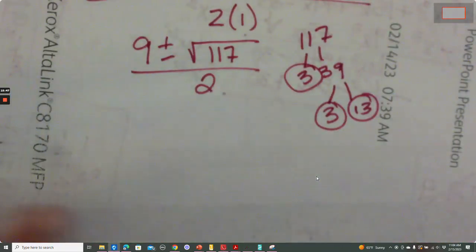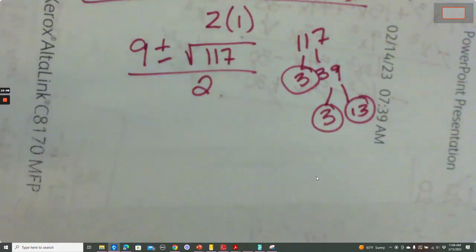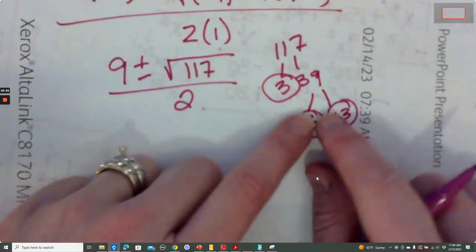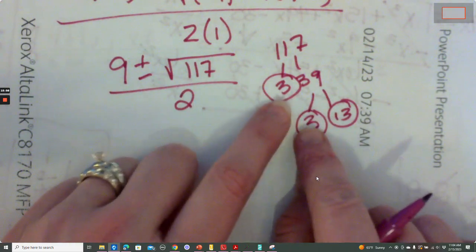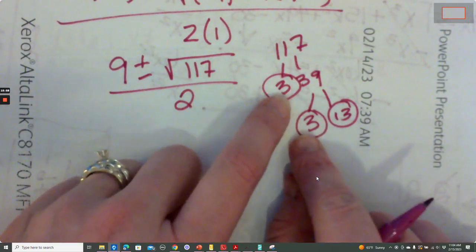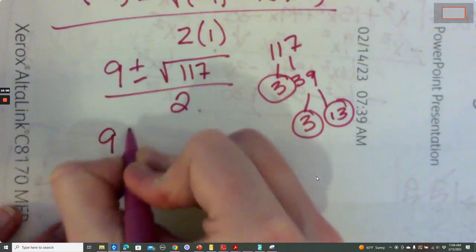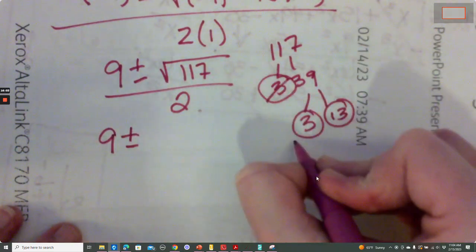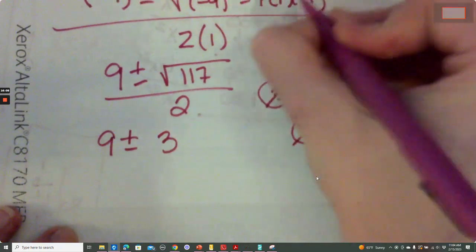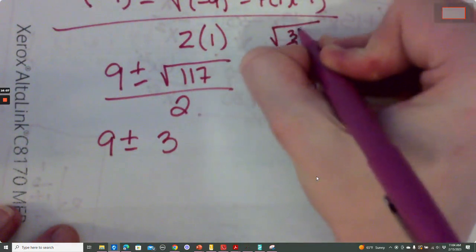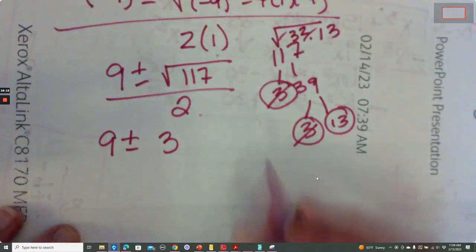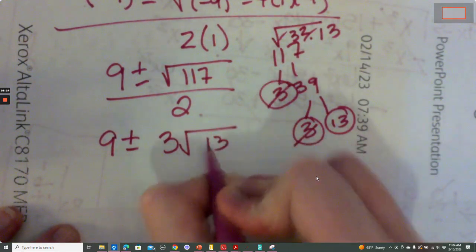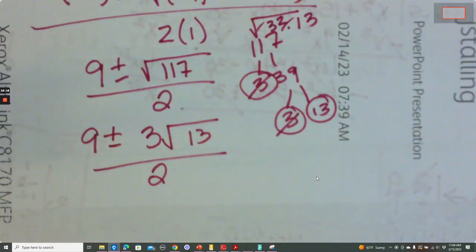This is why I'm going back and teaching logs next unit, because y'all probably don't remember how to do this. If you have something under a square root and you can make a partner match, this right here, 9 plus or minus, I can pull this 3 out, because remember, 3 squared times 13, the square root cancels the exponent of 2, divided by 2. That's your answer in its simplest form.